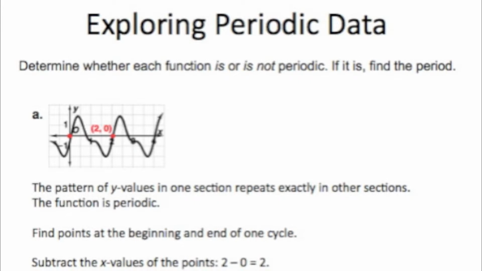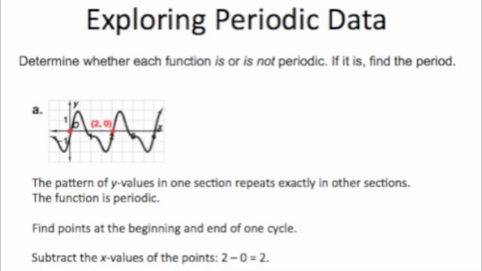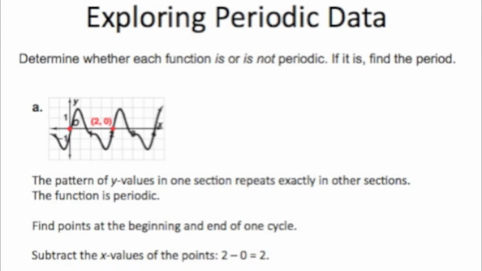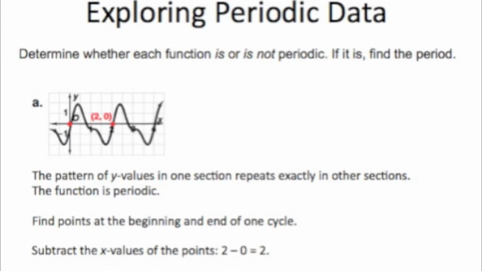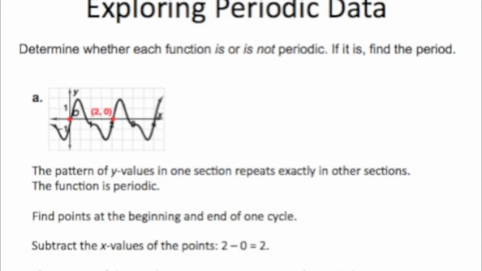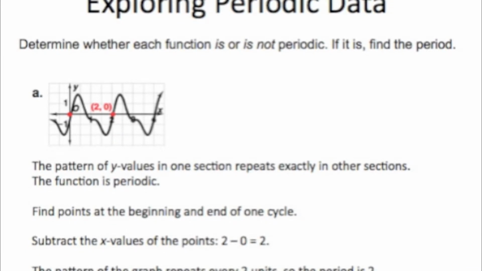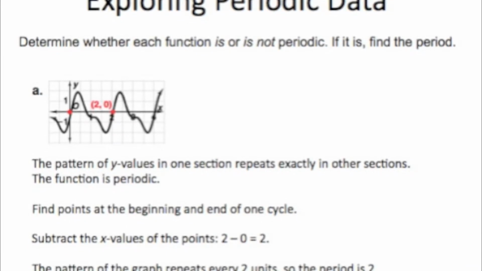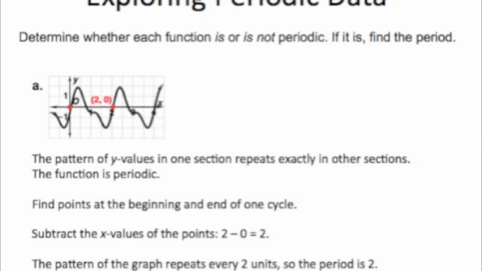So we're going to determine whether each function is or is not periodic, and then if it is, find the period. The pattern of the y values in this one section repeats exactly in other sections, so the function is periodic. To do this, you find points at the beginning and the end of one cycle, and you subtract the x values of the points: 2 minus 0 is equal to 2. So the pattern of the graph repeats every 2 units, so the period is 2.